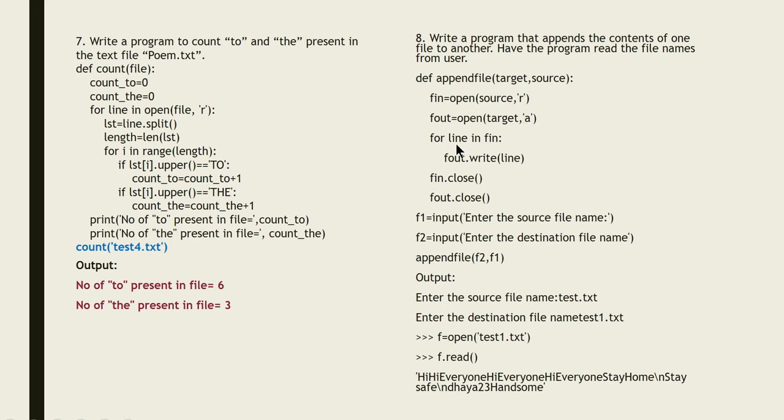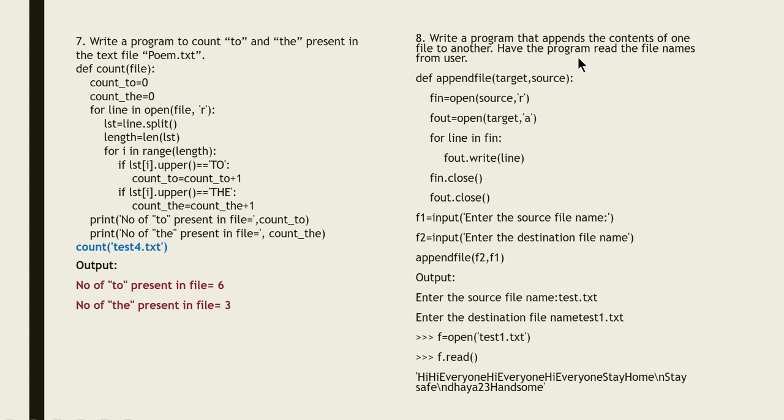Then for line in fin. This is a general method to read all the lines present in the file. For line in fin, from this file you are reading and then simply writing it into the target file, so fout dot write of line. You're just reading the line from source and writing it. fin dot close, fout dot close. So now this function is to append the content.